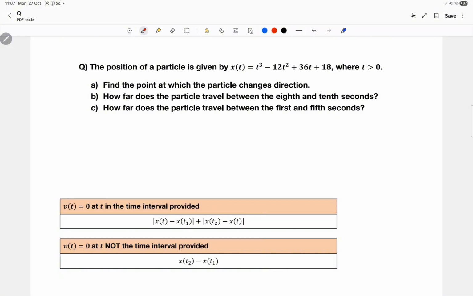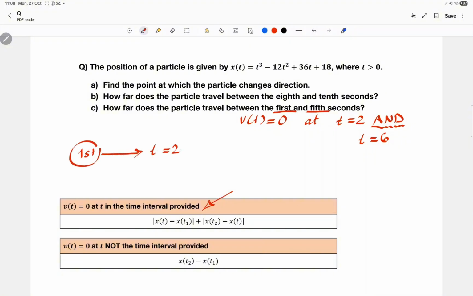Now let's go on to part C, where it says, how far does the particle travel between the first and 5th second? We must be using this one here. Why? Because our velocity was 0 at the time of 2 and the time of 6. And now our interval is between 1st and 5th. So we're going to go from 1st, then to a time of 2 where the velocity is 0, and then all the way to the 5th.